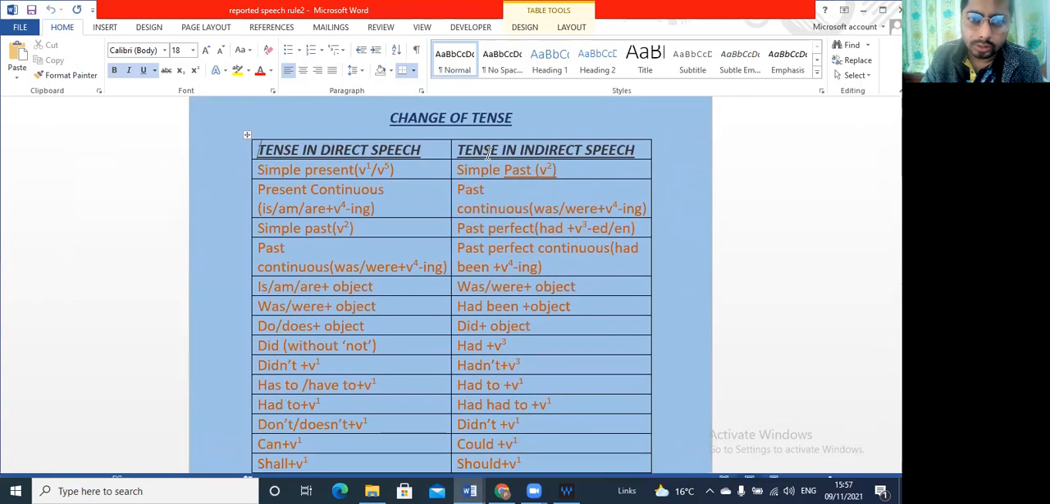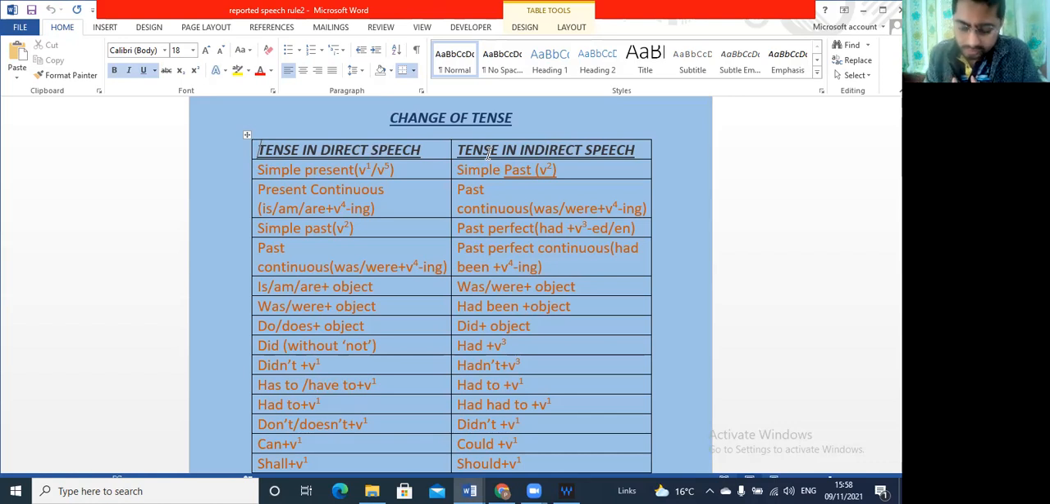Before talking about this, I have already discussed in my previous video the patterns of changing direct speech into indirect. So what are those patterns? Actually, there are three usual patterns. The first pattern is the change of tense. The second pattern is the change of person. And the third one is the change of adverbs. The adverbs could be time adverbials as well as adverbs of place.